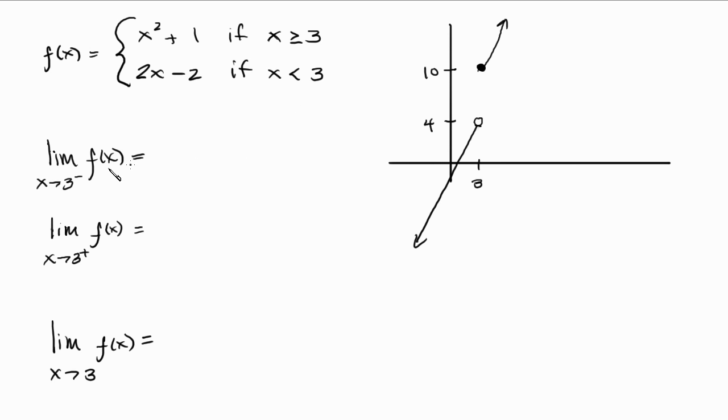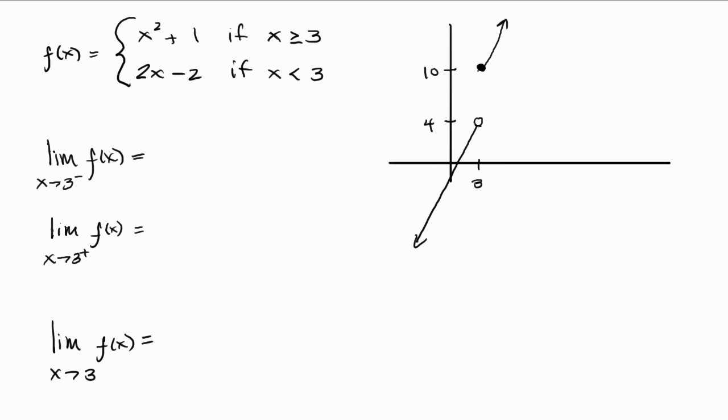Okay, so now let's look at this one here. This function, 2x minus 2, is valid if x is less than 3. So let's take a look at the limit of the function f of x as x approaches 3 from the left. As x approaches 3 from the left, you're riding along this way here, and it looks like it's going to 4, right? So let's check that.